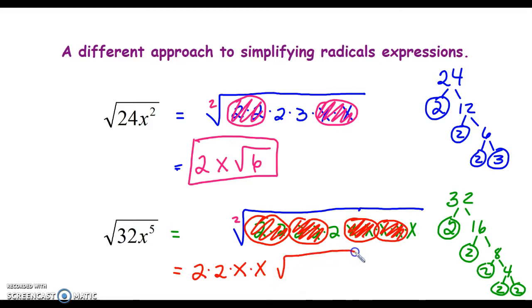What is left under your radical sign? 2 times x. Okay, so now we're going to multiply this together, and we get our final answer here. 2 times 2 is 4, and x times x is x squared, the square root of 2x.